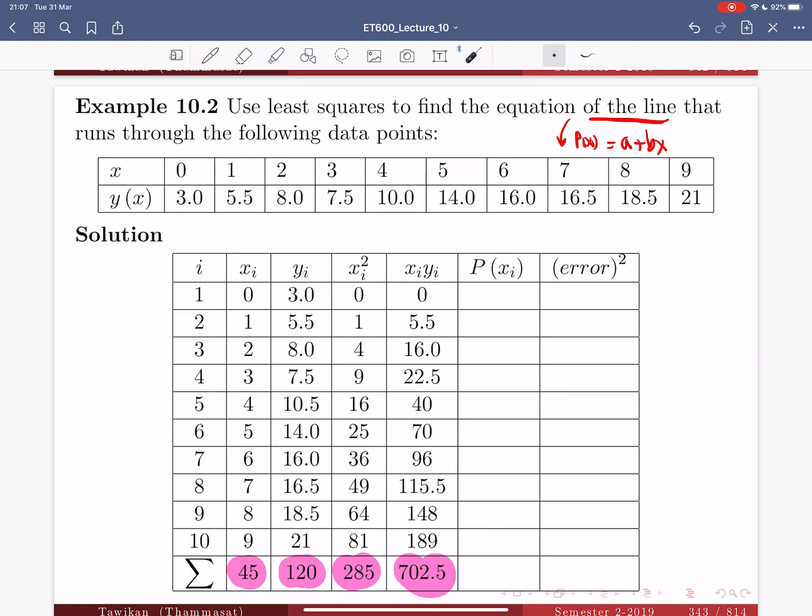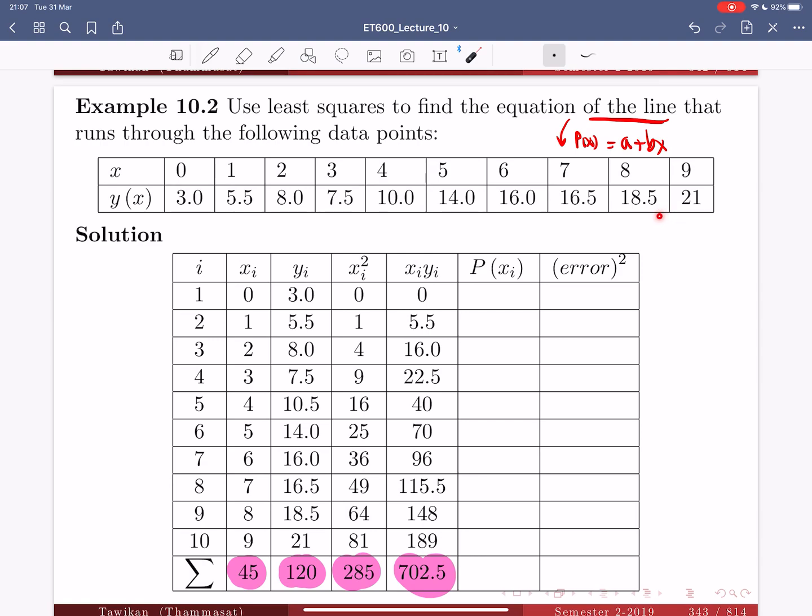So we're looking to find a linear function that can be used to approximate the data in the table in such a way that we can minimize the square of the error. When we want to minimize the square of the error, that technique is called the least square technique. This example is the same as example 10.1, but the difference is only that we have more data points. We have 10 data points altogether.